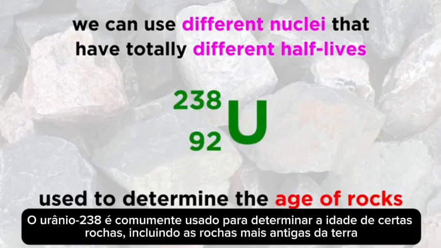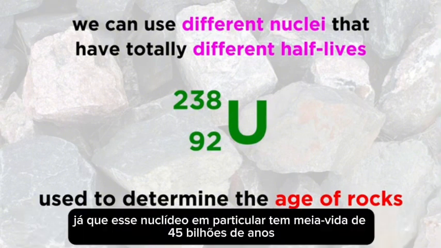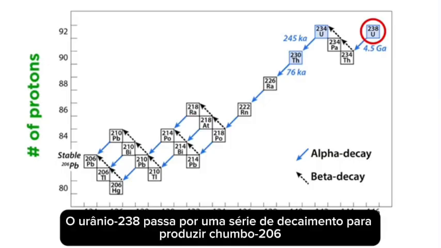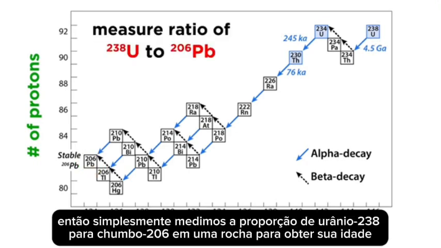Uranium-238 is commonly used to determine the age of certain rocks, including the oldest rocks on Earth, since this particular nuclide has a half-life of 4.5 billion years. Uranium-238 undergoes a decay series to produce lead-206, so we simply measure the ratio of uranium-238 to lead-206 in a rock to get its age.